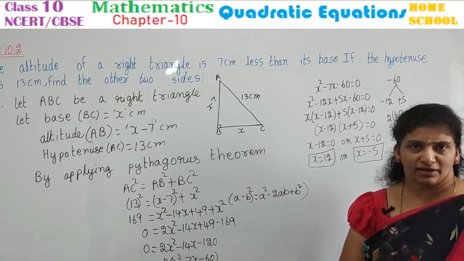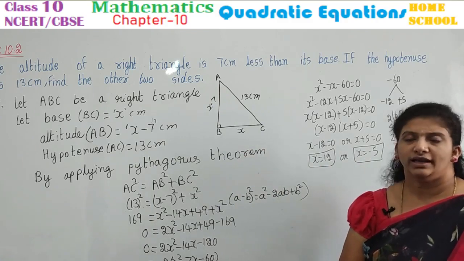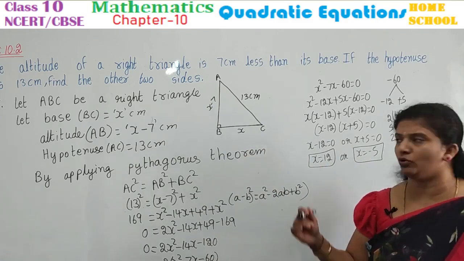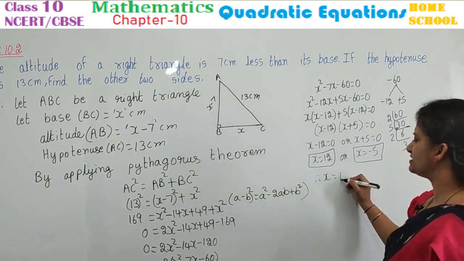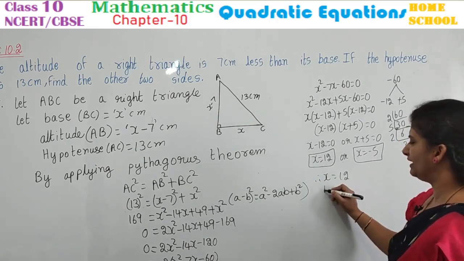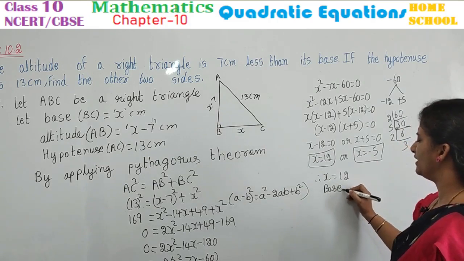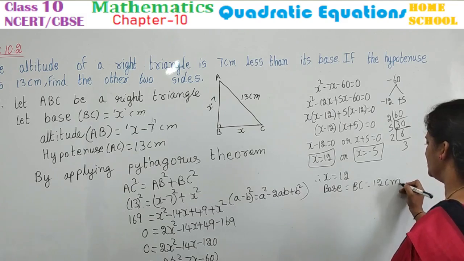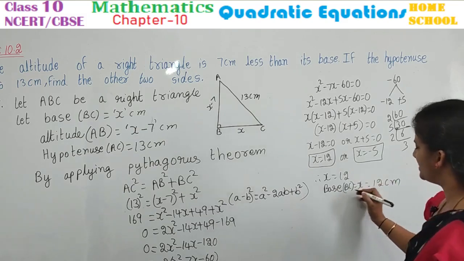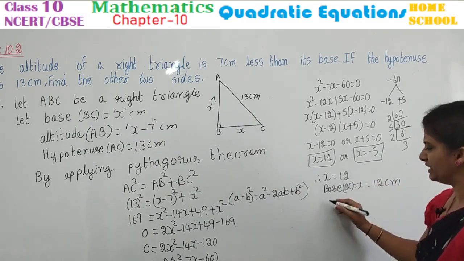Can length be negative? No. Length can never be negative. You can write that statement. Therefore, I will assume x is equal to 12. That is, base of a right triangle BC is equal to 12 centimeters. Base BC is equal to x is equal to 12 centimeters.